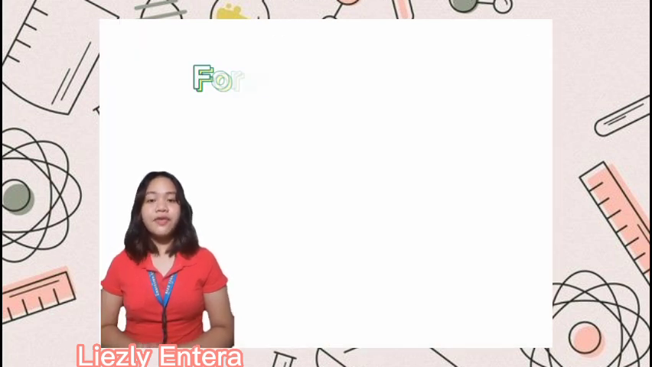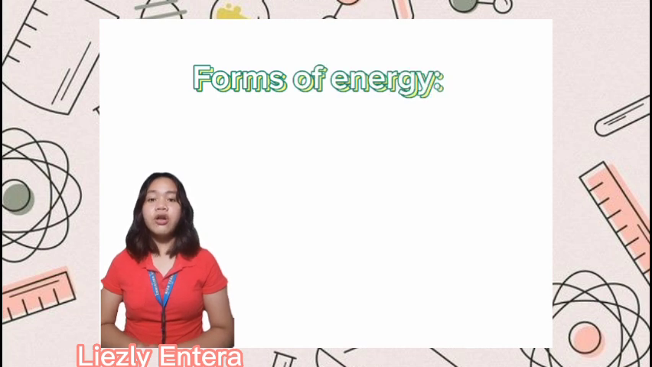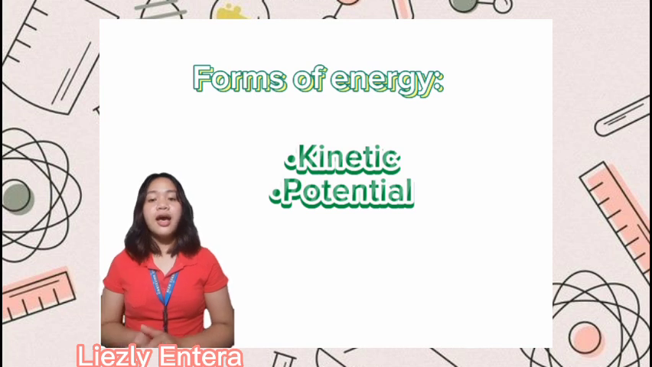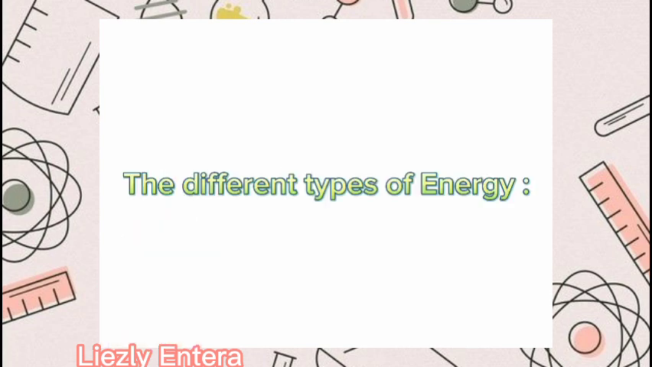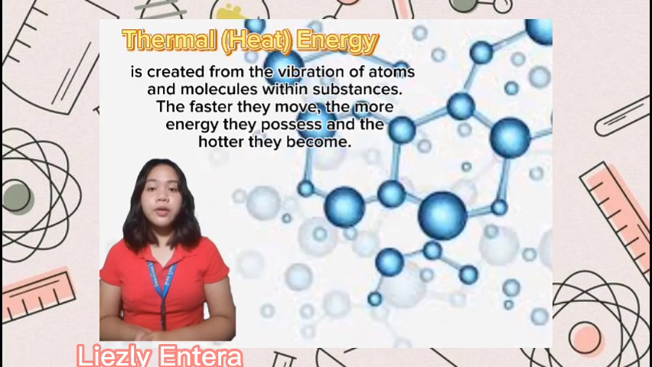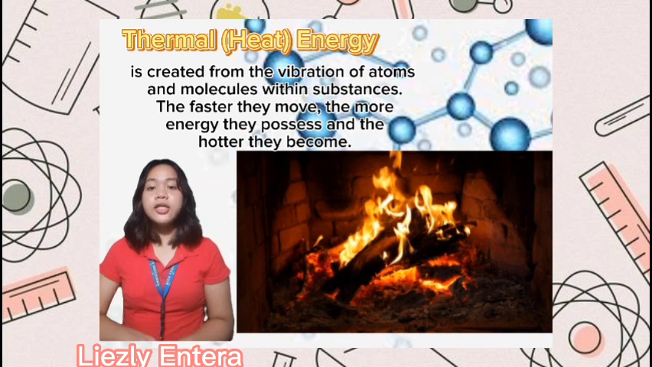There are many different types of energy, which all fall into two primary forms, kinetic and potential. Energy can transform from one type to another, but it can never be destroyed or created. Thermal or heat energy. Thermal energy is created from the vibration of atoms and molecules within substances. The faster they move, the more energy they possess, and the hotter they become. Thermal energy is also called heat energy.